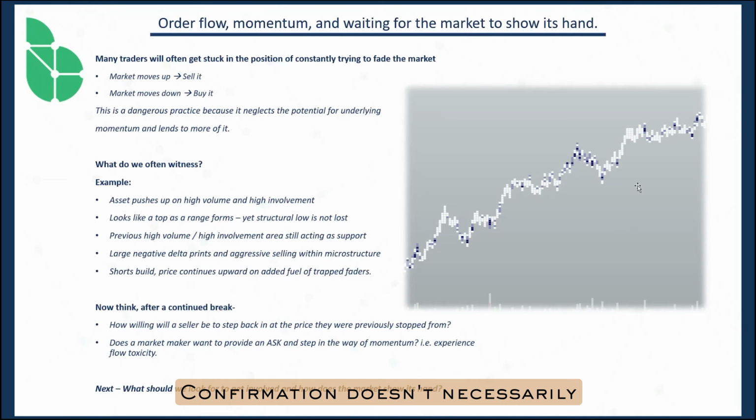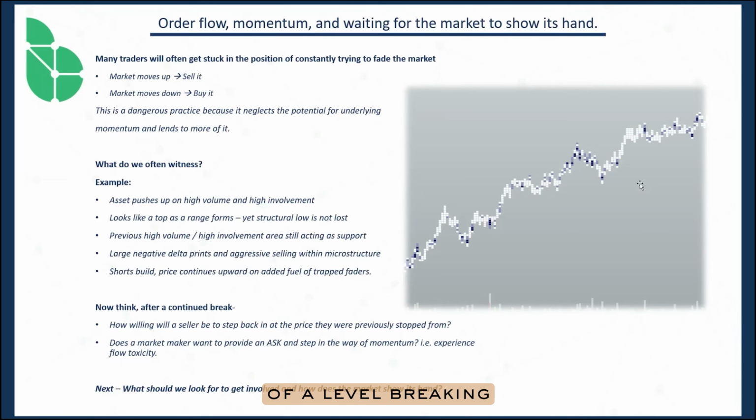Okay, confirmation doesn't necessarily need to mean a daily close. It could mean confirmation of a level breaking. All right, so a level breaking and clear violation of market structure. All right, so now thinking of this, after a continued break, so let's say that after this high, for example, and this is a really good example right here, you have a lot of volume right here. So a lot of volume, this really looked like a high. It looked like a temporary top, okay? Everyone assumed that this would be a top, all right?